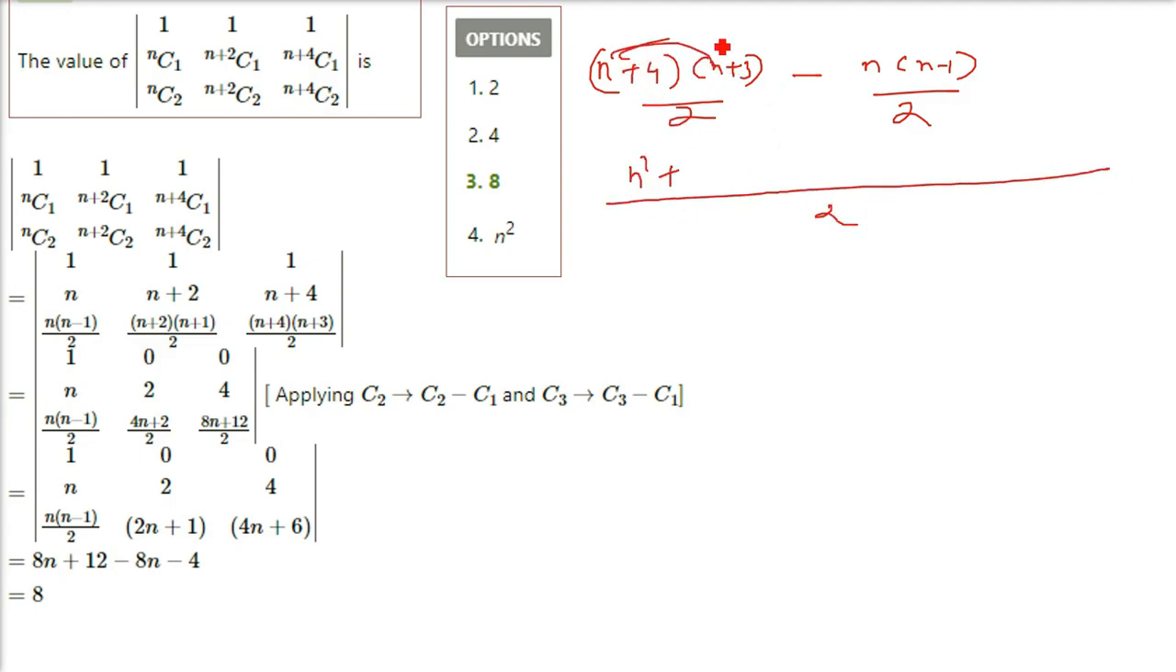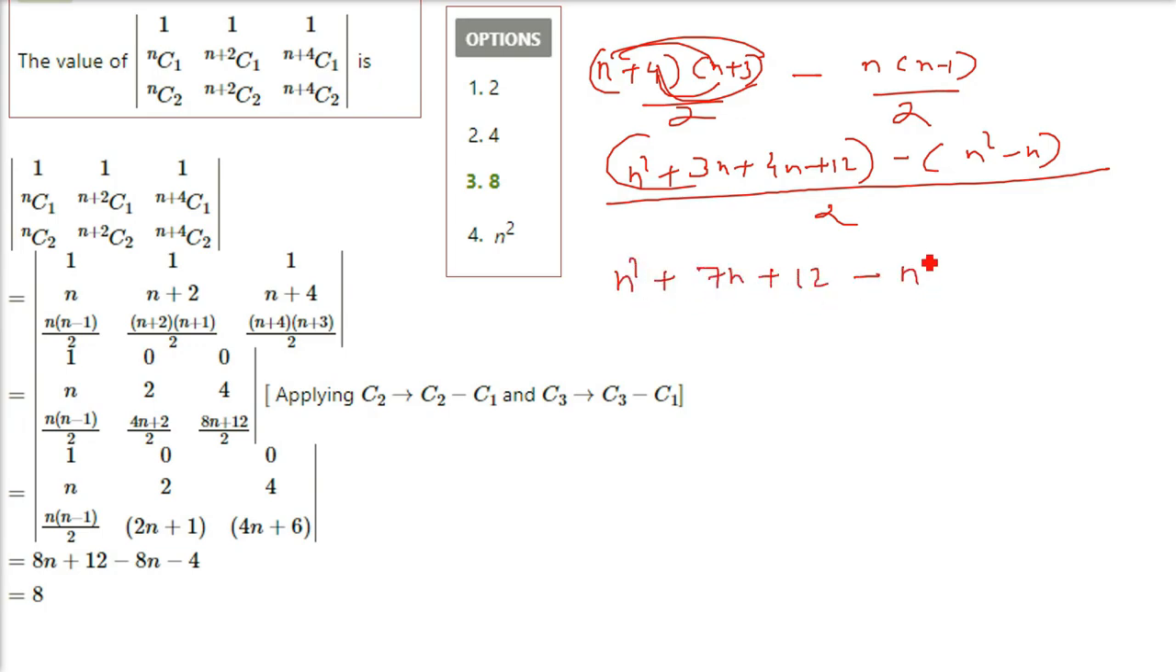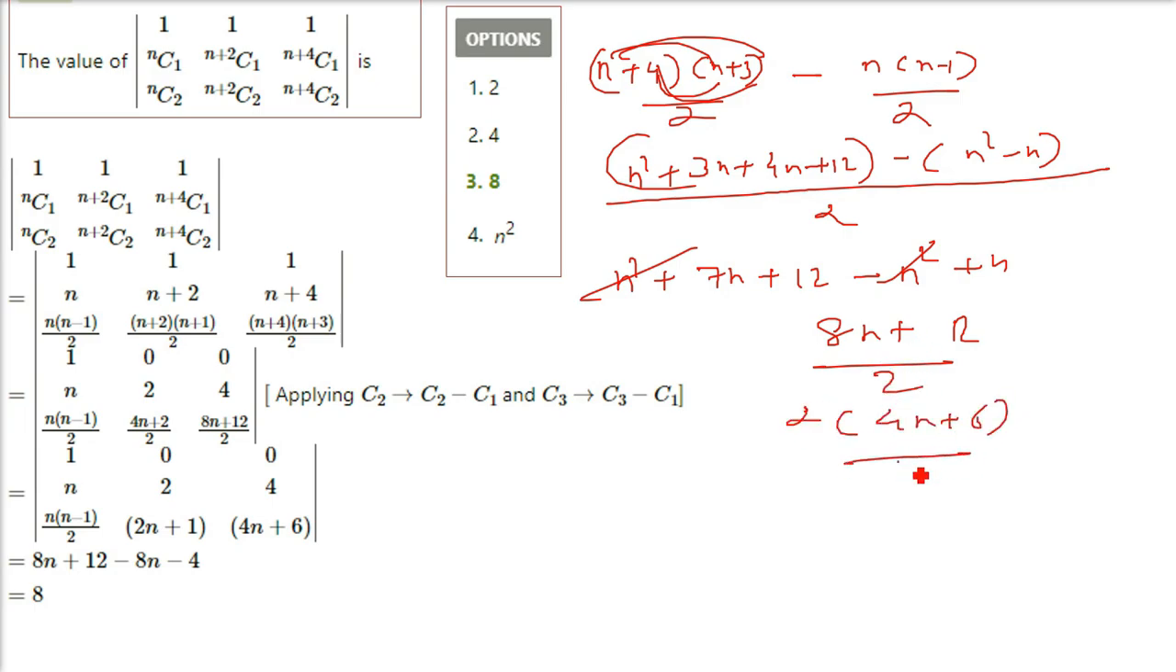So N square plus 3N, multiplying 4N plus 4 is 12. And then minus, same thing which we did just now, N square minus N. Now open it, N square plus 7N plus 12 minus N square plus N. N square gets cancelled, 7N plus N is 8N plus 12 divided by 2. You can take 2 common from here, you get 4N plus 6. So 2 gets cancelled, 4N plus 6, this is the answer.